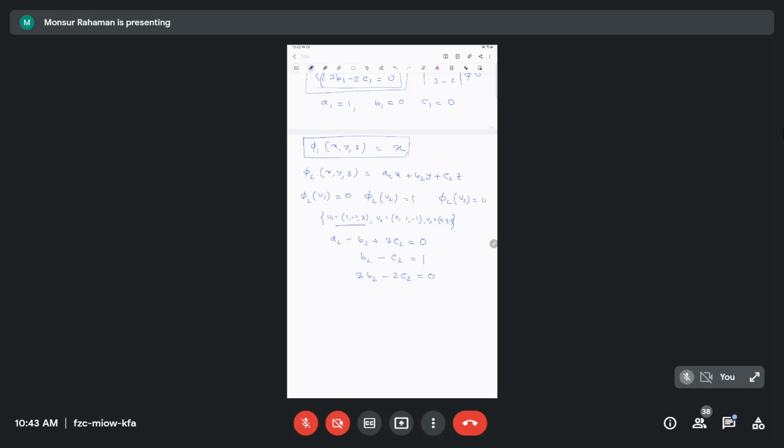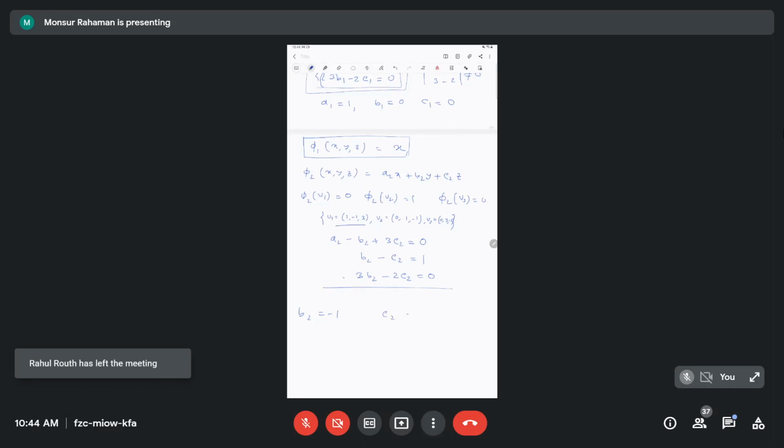What will happen here? Consider B2 and C2. If you just consider these two equations, then 2B2 and 2C2 cancel, and this is plus, minus, minus, so B2 is equal to minus 1. Sir, minus 2 equals minus 1. So B2 is equal to minus 1.